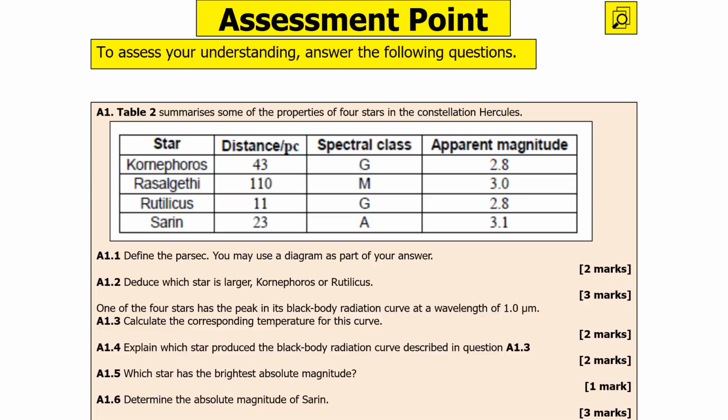The next question says Table 1 summarises some of the properties of 4 stars in the constellation Hercules. Firstly, define the parsec. You may wish to use a diagram as part of your answer. Then deduce which star is larger, Copernicus or Reticulus. One of the 4 stars has the peak in its blackbody radiation curve at a wavelength of 1 micrometer. Calculate the corresponding temperature for this curve. Explain which star produced the blackbody radiation curve described in question 1.3. Then which star has the brightest absolute magnitude, and then determine the absolute magnitude of Saturn. So pause the video now, then unpause the video when you want to go through your answer.